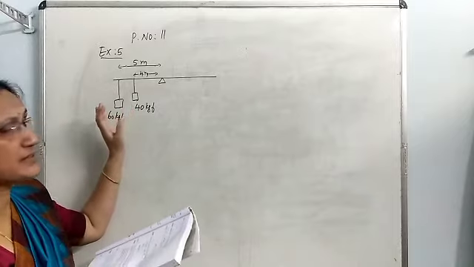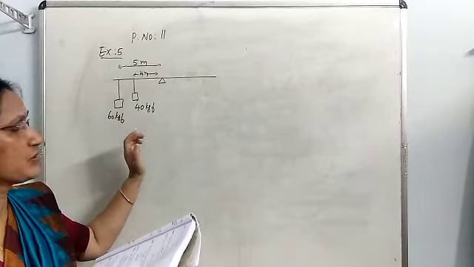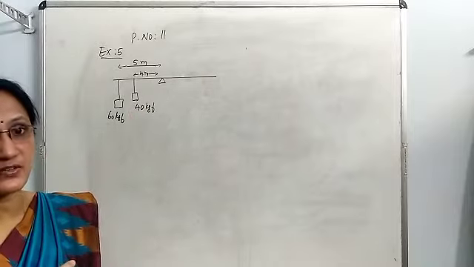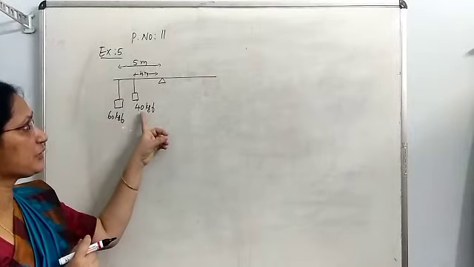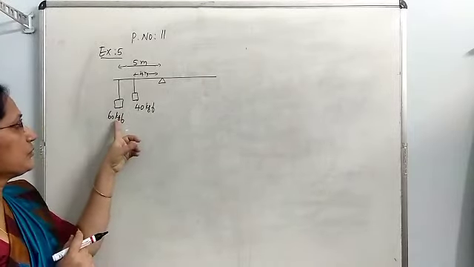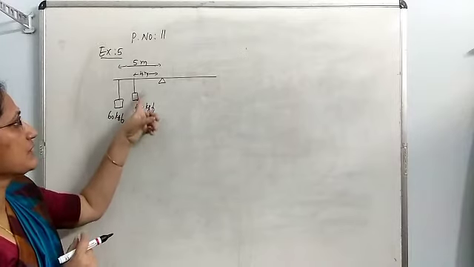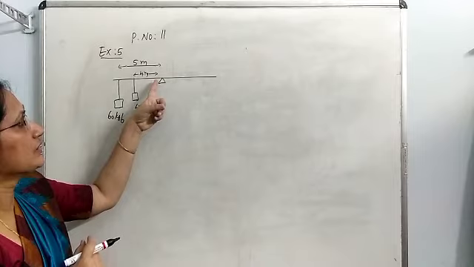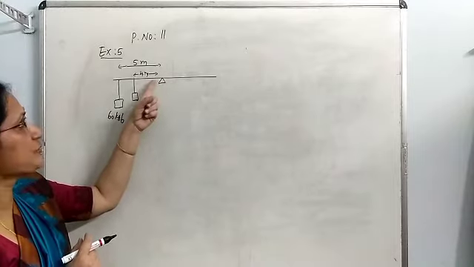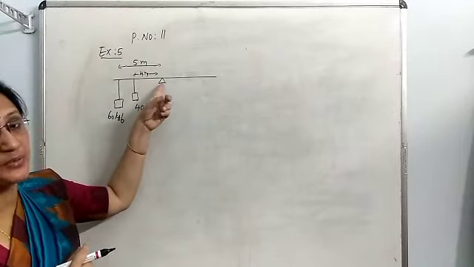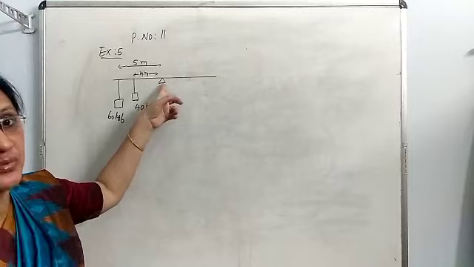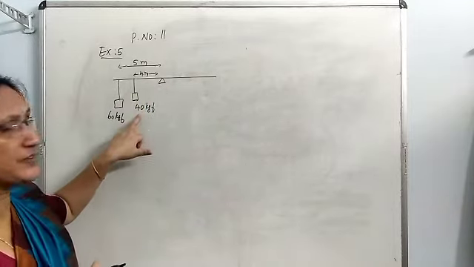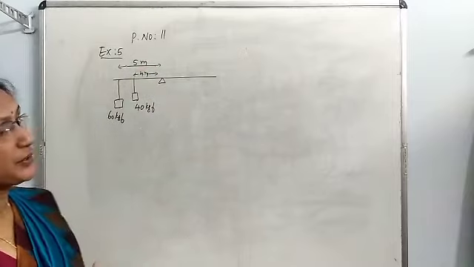Two students are sitting on one side of the seesaw. Their body mass is given: 40 kilogram is the body mass of one student, so weight will be 40 kilogram force. The other one's body weight is 60 kilogram force. This boy of 40 kilogram force weight is sitting at a distance of 4 meter from the pivoted point of the seesaw. You know, for a seesaw the pivoted point is the midpoint. So from there at a distance 4 meter, one boy is seated, the other boy is seated at 5 meter.